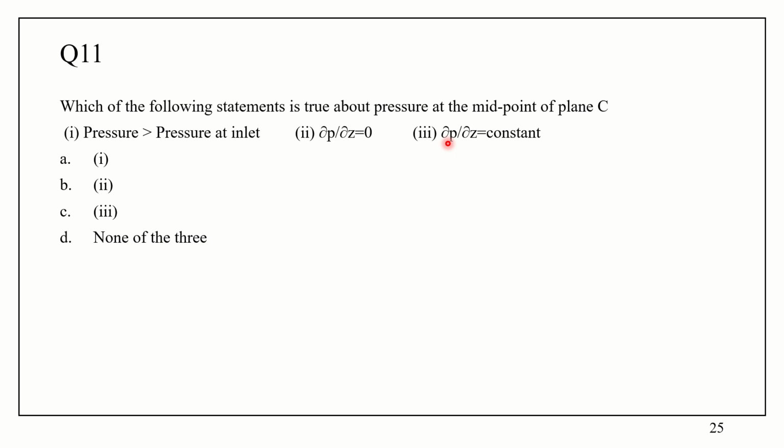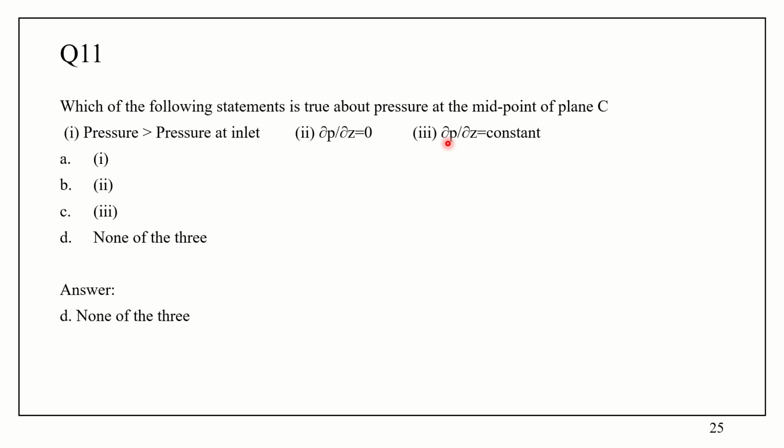Actually, the pressure gradient becomes constant only after reaching the fully developed condition. After reaching the fully developed condition, the pressure gradient will be constant, not before or at that point. So the answer is actually option D, none of the 3. We'll see how.